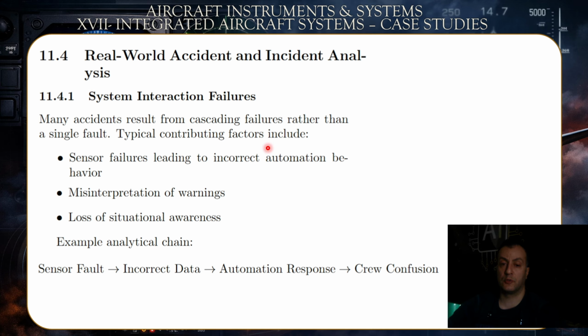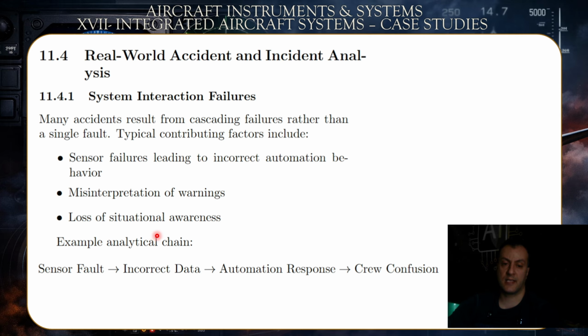Typical contributing factors include sensor failures leading to incorrect automation behavior. So the autopilot would be relying on false data in order to control the aircraft. Misinterpretation of warnings, that would be a human factor error, and loss of situational awareness, where the aircraft loses vital instruments and no longer can tell whether he is going up or down, pitching, whether he's in a roll, in a dive, in a climb, all of these things, especially during night flights.